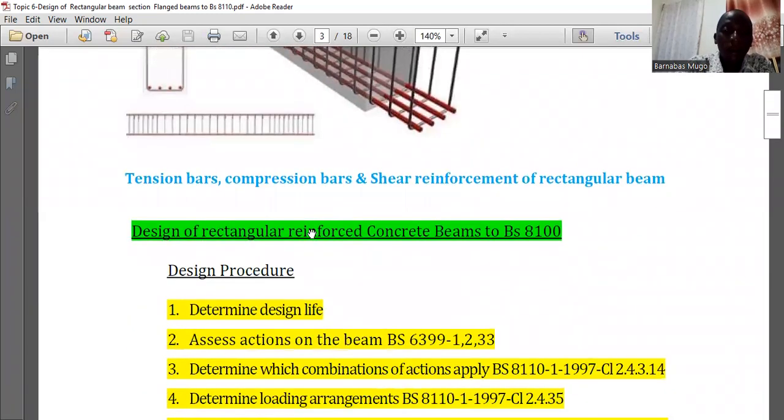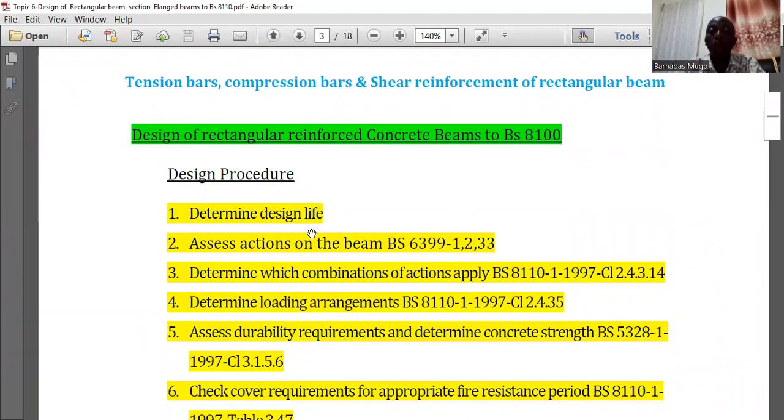So when we are designing a rectangular reinforced concrete beam to BS 8110, this is the procedure that you need to apply. The first thing that you need to do is to determine the design life of that structure. What is the design life? What is the lifespan of that structure? The second step is to assess the actions on the beam.